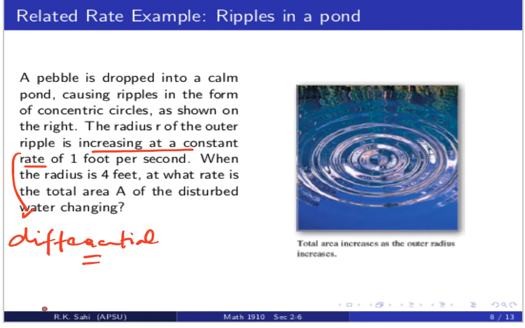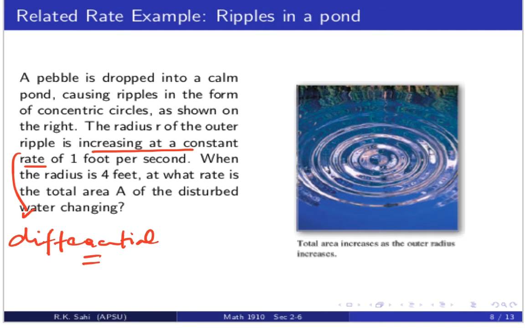Okay, there's a differentiation happening here. Now, the question says, when the radius is 4 feet, at what rate is the total area of the disturbed water changing? The rate of change. Remember, the rate of change is nothing but dy over dt or dx over dt, depending upon what variables we're using.